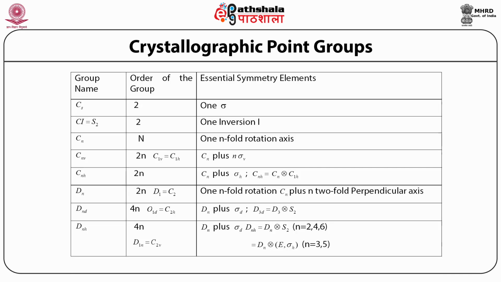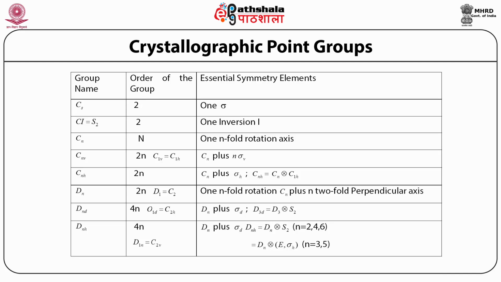The order of the group is 2. It has only one symmetry. This is the mirror symmetry sigma. Then I have one inversion symmetry i, which belongs to the group S2. The order of the group is 2. If we have one n-fold rotational axis, then the symmetry group is Cn and the order of the group is n.